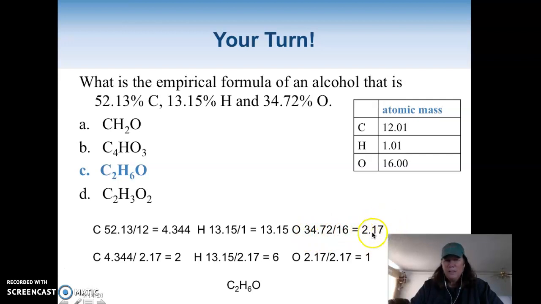So this is the smallest number. So I take this one divided by the smallest number and I get 2. This one divided by the smallest number and I get 6. And this one, well, they're both the smallest number, so it's going to be 1. So our formula is C2H6O, and that's what we got up here. Okay? So again, when you do an empirical formula, the amount they give you, divide by its formula mass, that gives us the number of moles. And then set up a ratio with the smallest number on the bottom, and then just divide. And those are your subscripts, okay?